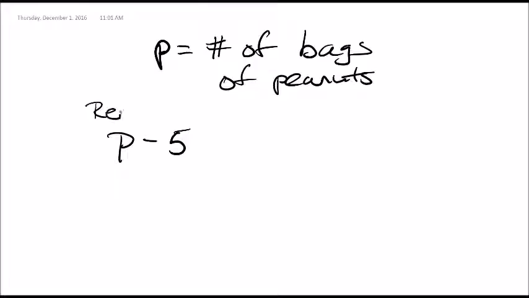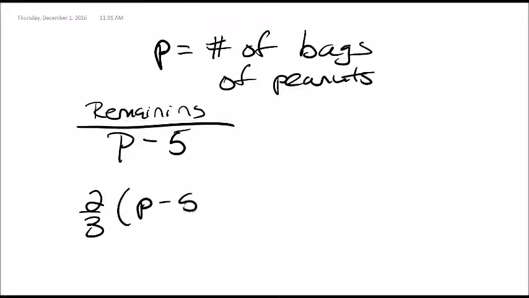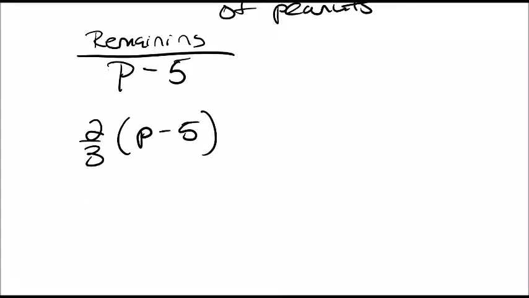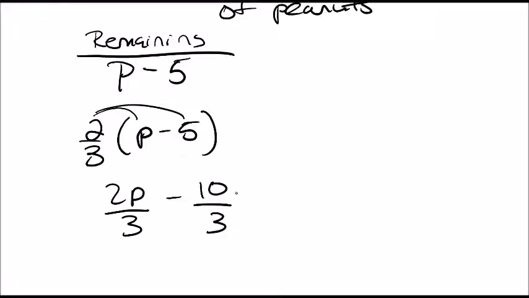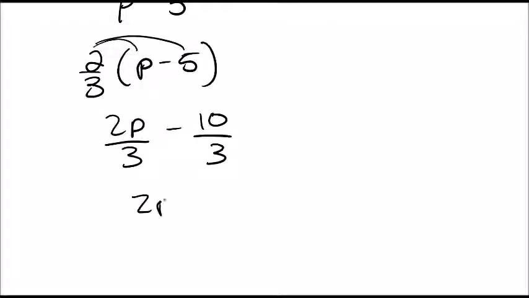So then we're going to keep track of how many are remaining. There's remaining then P minus 5. Then it says the next day the family ate 1/3 of the remaining. So if they ate 1/3, that means there's 2/3 of that remaining here. So if we distribute this through, that becomes 2P over 3 minus 5 times 2 would be 10 over 3, which is the same thing as 2P minus 10 all over 3.